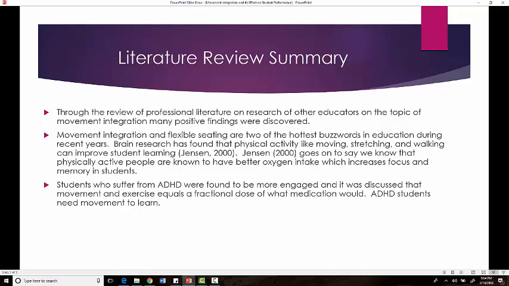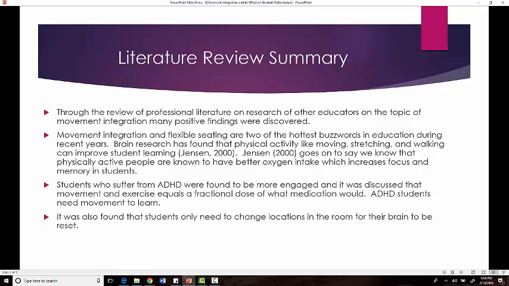Students who suffer from ADHD were found to be more engaged in lessons and activities, and it was discussed in specific articles and research studies that movement and exercise also equals a fractional dose of whatever medication would be given to a child with ADHD. So ADHD students actually need movement in the classroom to learn.